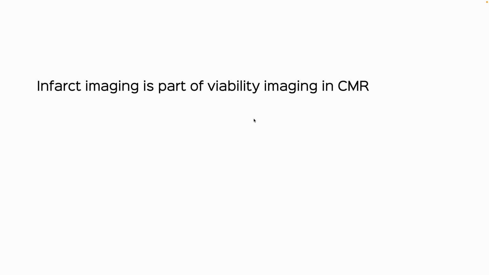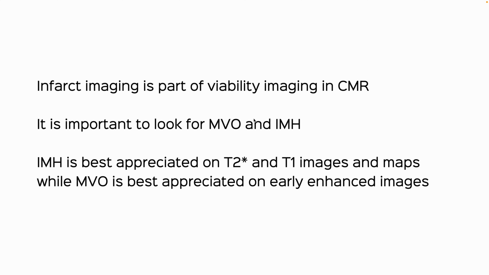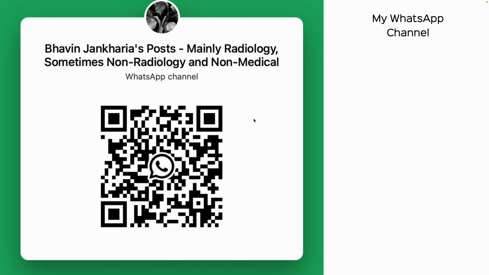So infarct imaging is part of viability imaging. It's not about just saying whether something is viable or not, which is why CMR is so much better than PET-CT. It is important to look for MVO and IMH, and IMH is best appreciated on T2 star and T1 images and maps, while MVO is best appreciated on early enhanced images.